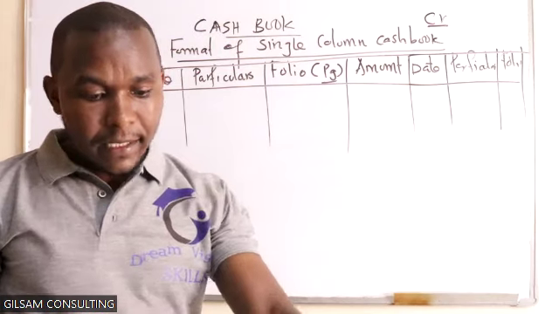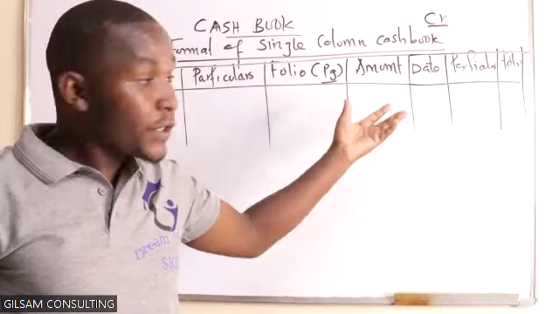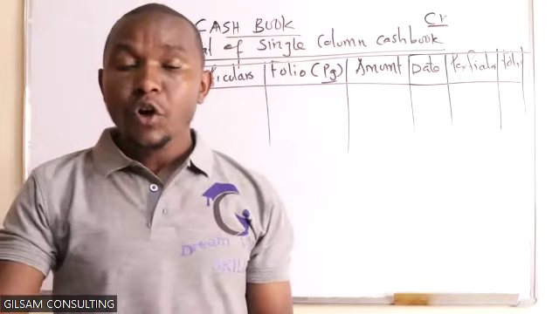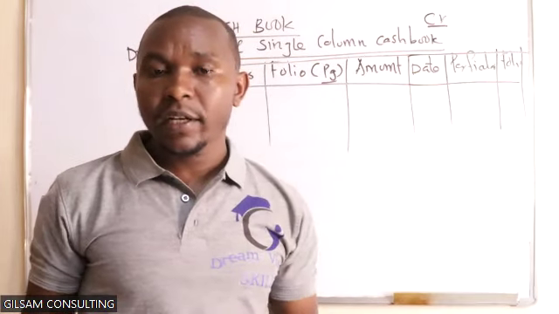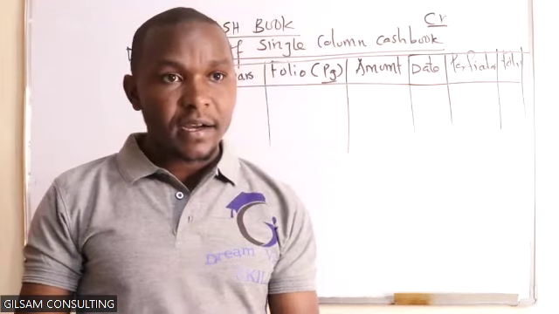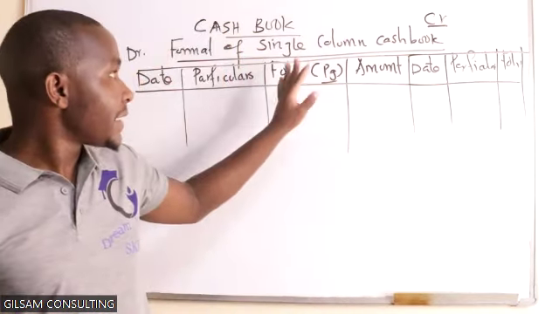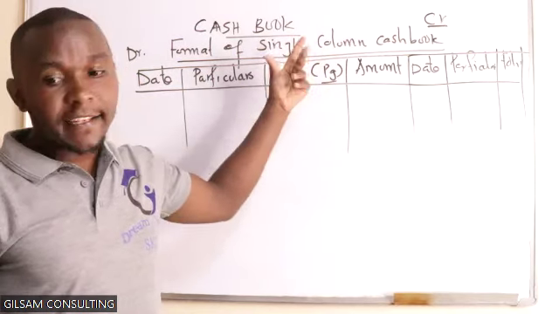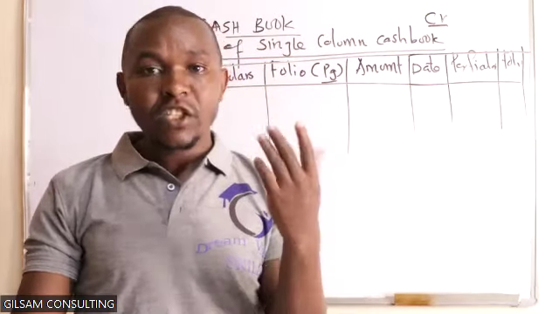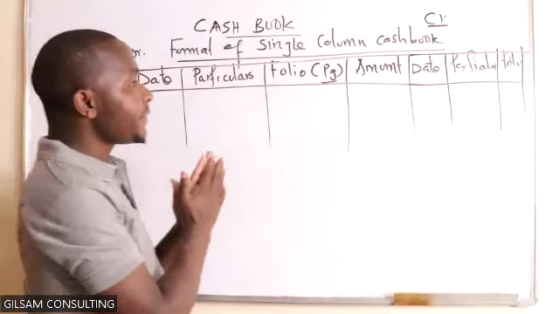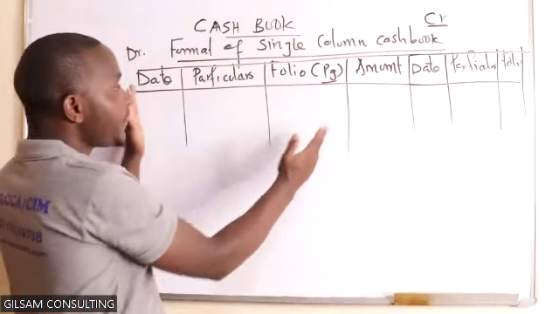You find that most companies use this one, because when you go to the practical fields, we use systems like QuickBooks and ERPs. ERPs don't have the two-column cash book and the three-column cash book. You have only one cash ledger, which is this one. They don't have debit and credit, they only have this format.